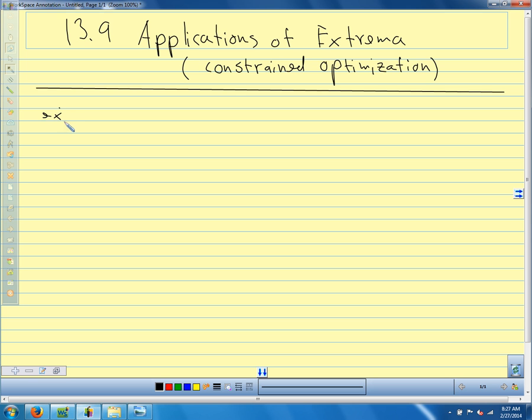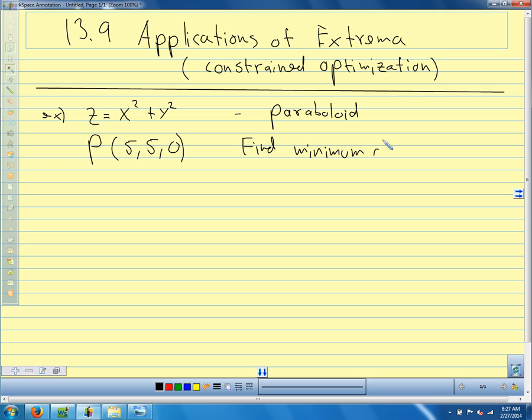All right. So for our first example, we have this surface z equals x squared plus y squared. So first off, what kind of surface is this? Paraboloid, right? So we have this nice paraboloid. And we have a point (5, 5, 0). We want to find the minimum distance from the point to the paraboloid.